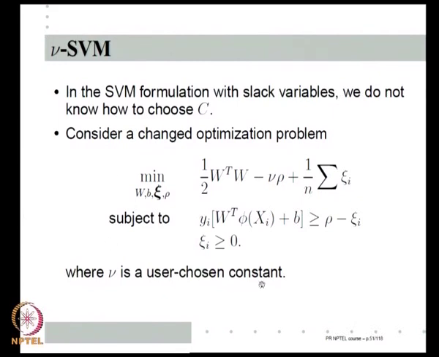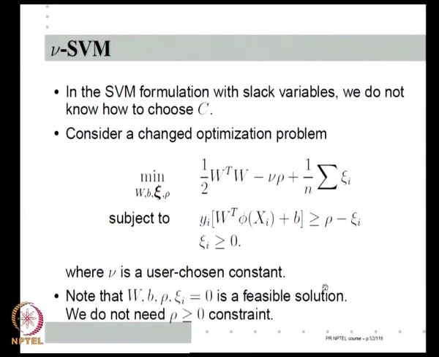Now, let us just consider this problem as it is, and of course, if I want rho to take the place of 1, and know that is what defines the margin, then do I need rho greater than 0? I do not need rho greater than 0 for the following reason. This optimization problem is very cleverly chosen.